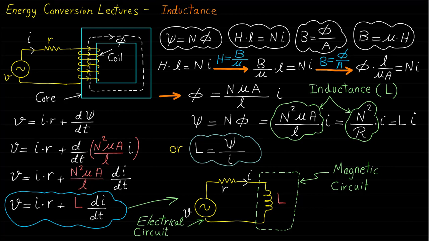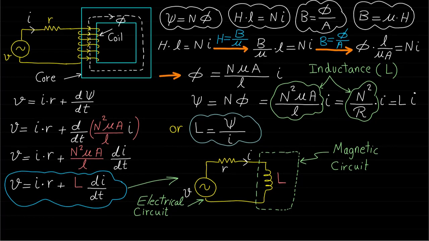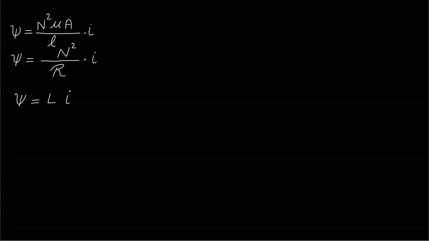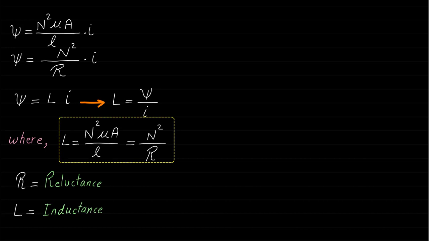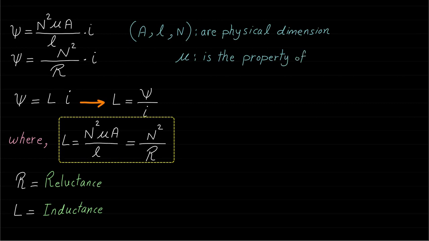From the inductance equation n squared over the reluctance R, we can conclude the following. The inductance L is related to the physical dimensions of the magnetic circuit such as the cross-sectional area A of the core, the mean magnetic path L, the number of winding N, and the property of the magnetic medium or the permeability of the medium mu. If we ignore the saturation of the magnetic circuit, the inductance value can only be changed if the magnetic circuit physical dimensions or magnetic property are changed.